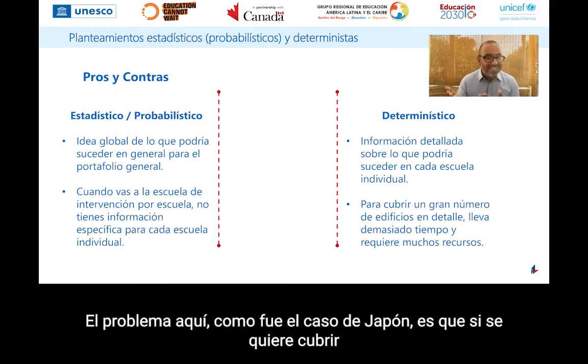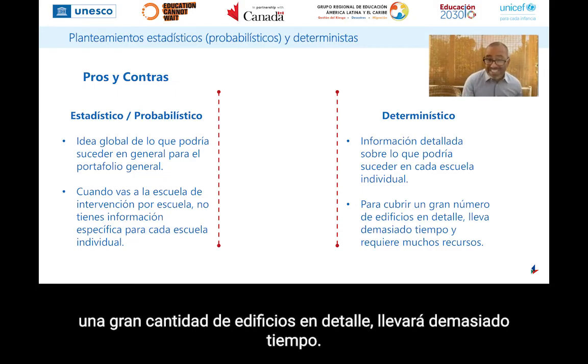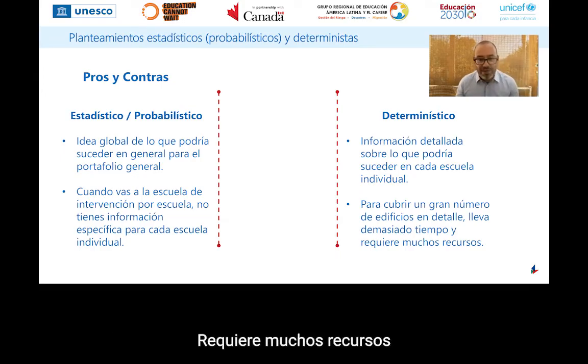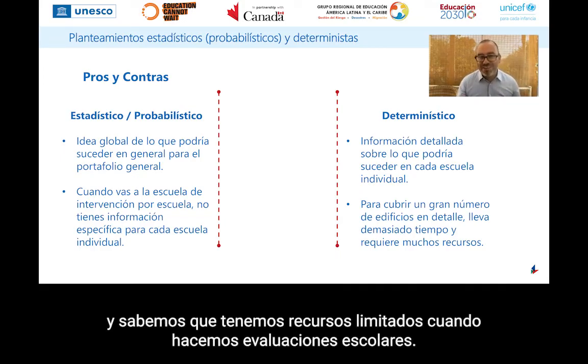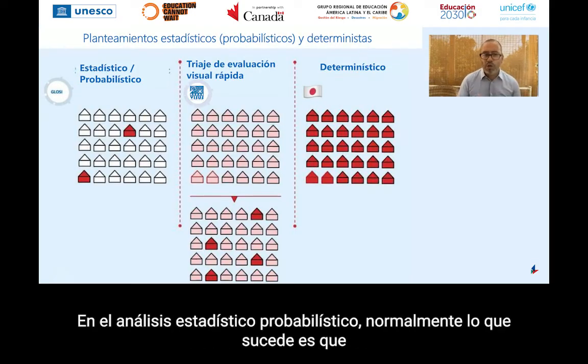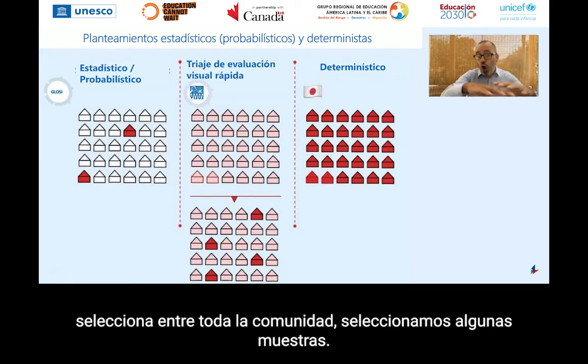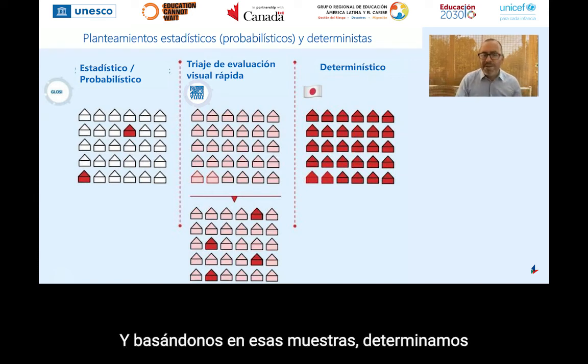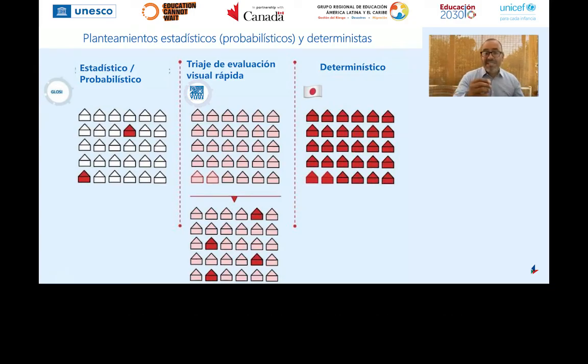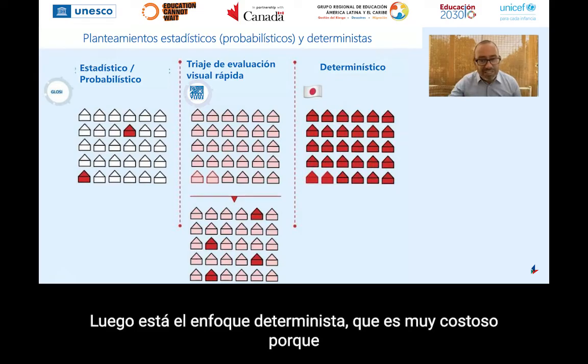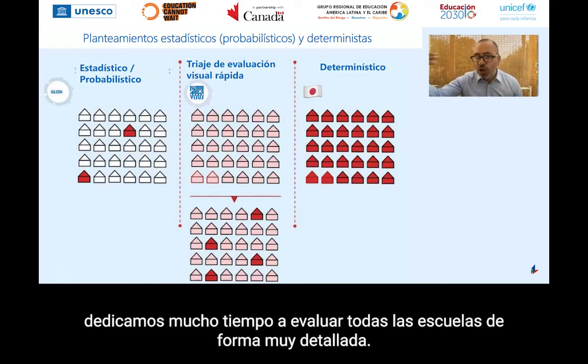The problem here, as it was the case of Japan, is that if you want to cover a very large number of buildings in detail, it will take too much time and require a lot of resources, and we know that we have limited resources when we are doing school assessments. So what has happened here? In the statistical probabilistic analysis, normally what happens is that you select from your whole community a few samples, and based on that sample, you determine what could happen and what will be the impacts. Then you have the deterministic, that is very costly because you spend a lot of time in order to assess all of the schools in a very detailed way.